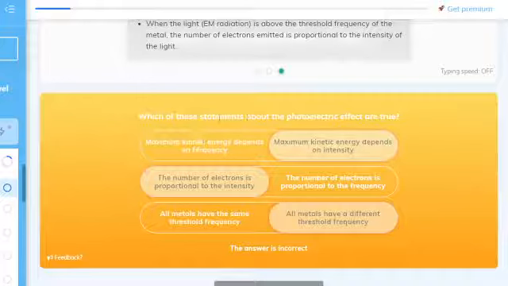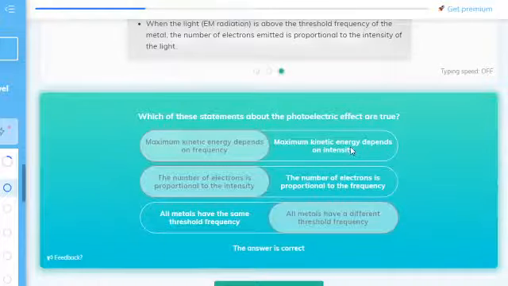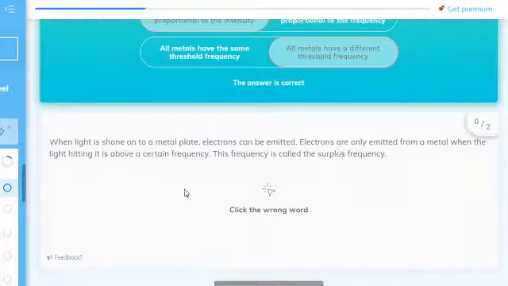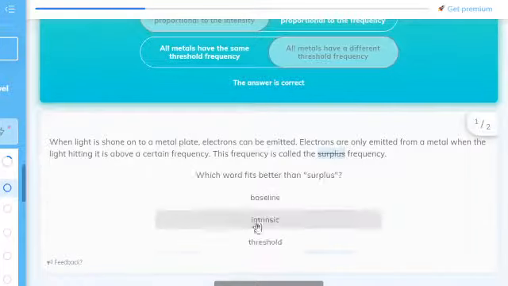So, which of these statements about the photoelectric effect are true? Maximum energy depends on intensity or frequency. When light is shone on a metal plate, electrons can be emitted. Electrons are only emitted from a metal when the light hitting it is above a certain frequency. This is called the threshold frequency, not surplus.